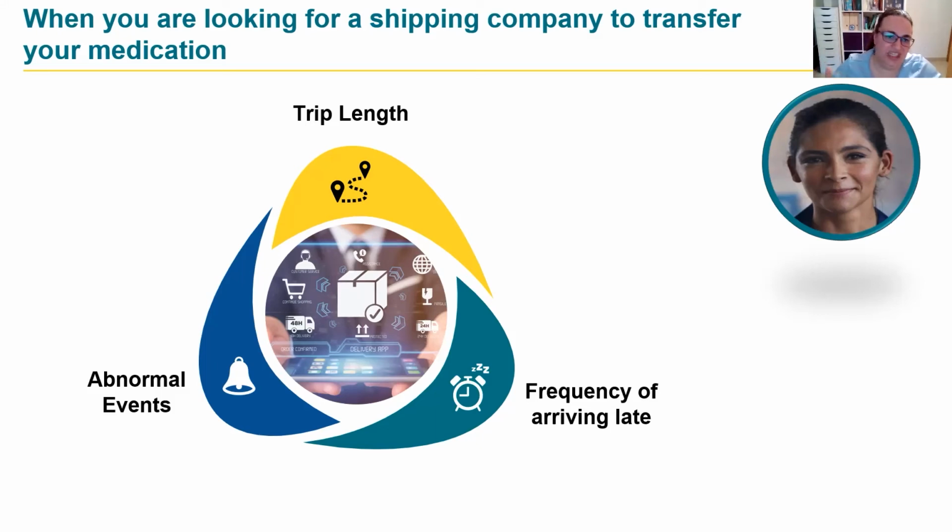And for medications, she really cares about abnormal events. Specifically, she wants to know that the medications were kept at a temperature that is good for them and that there wasn't too much humidity that can ruin them. If she selects a shipping company that has a lot of abnormal events, and the medication gets to a very high temperature, she will not be able to sell this product. She will have to throw it away because it will get ruined. And so she wants to optimize for all of those three things.